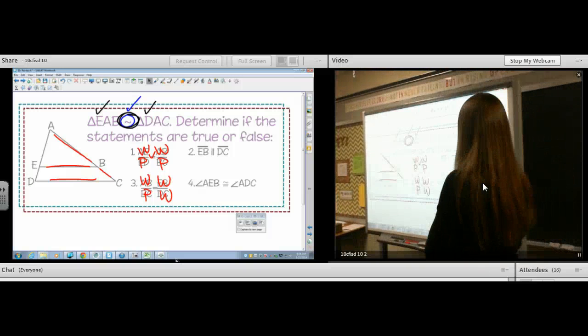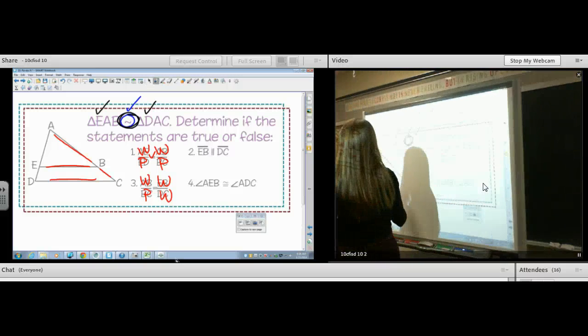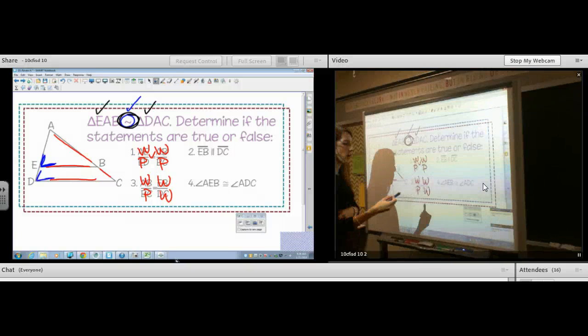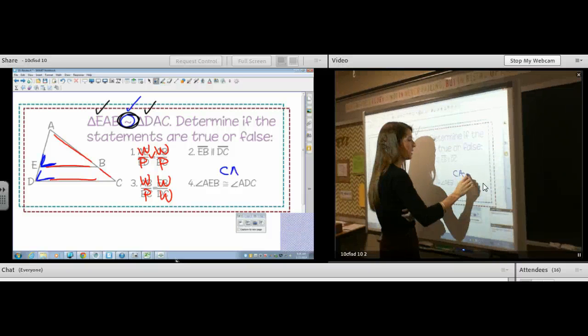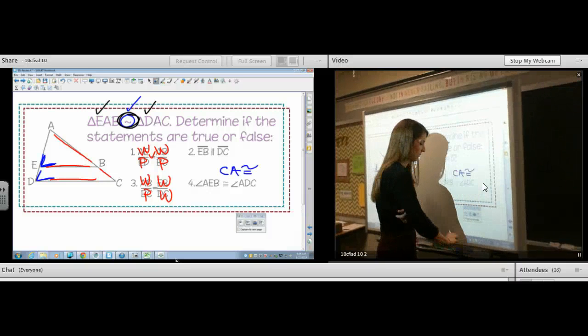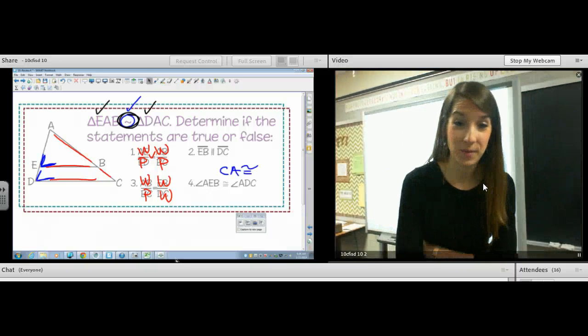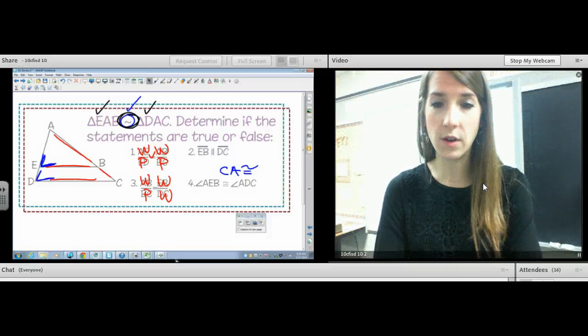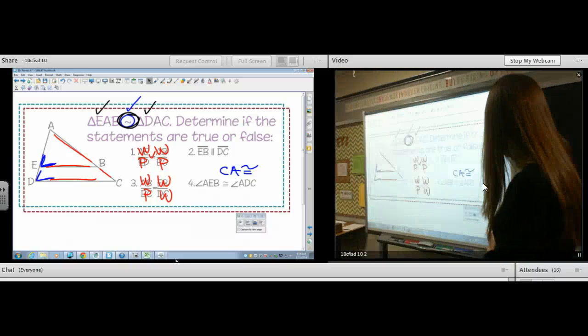Number 4. Do those angles go together? AEB. Oh, we already talked about that. And ADC. Yep, those are corresponding angles, and corresponding angles have to be congruent if our triangles are similar. True. So they were all true. 1, 2, and 4 were true. All of them were true except for number 3. Let's look over our homework answers.